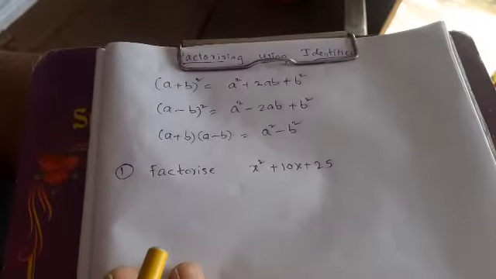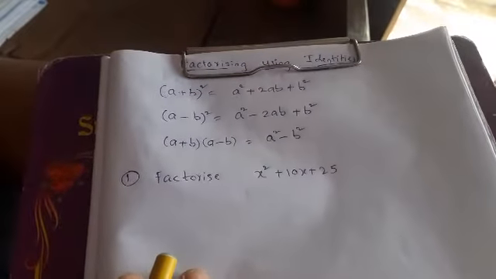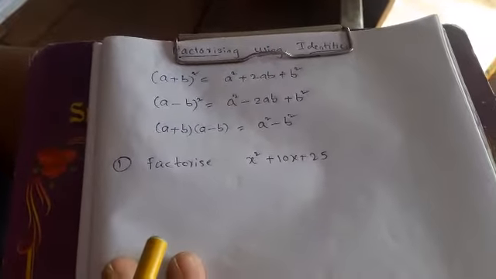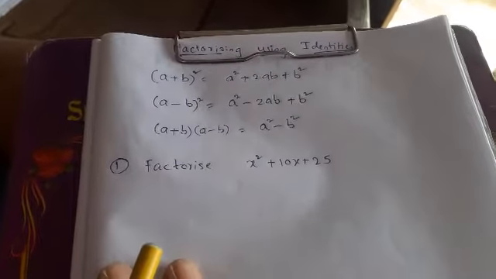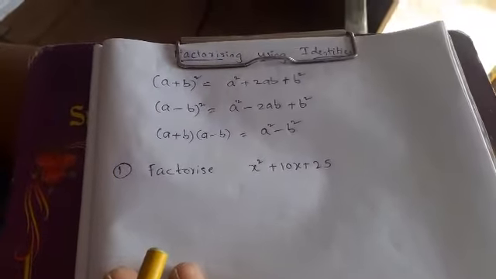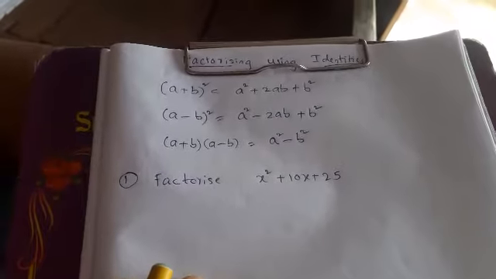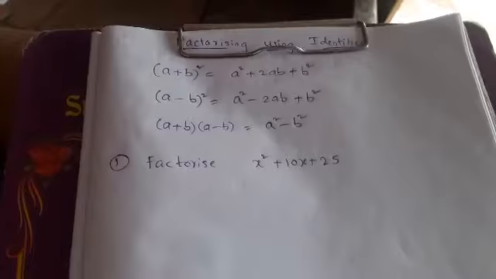Good morning, students. Today, let us discuss factorizing using identities. Let us see identities. We have three types of identities. In our Kth class, we are discussing these three types.